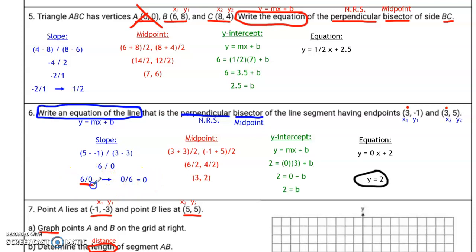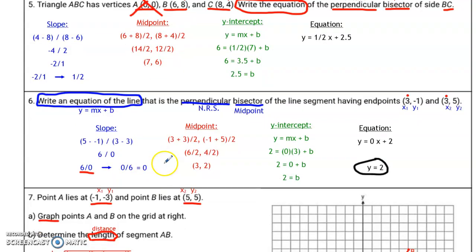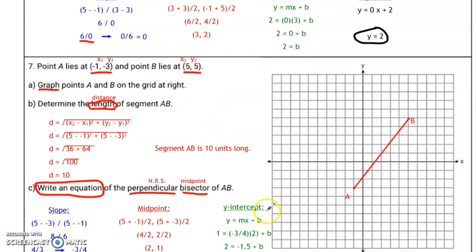This slope here, this 6 divided by 0, if I actually did 6 divided by 0 in the calculator, I would get undefined. Undefined means that you can't divide by 0, but I'm able to flip it over and get 0 divided by 6, which is 0. It doesn't matter whether it's positive or negative because 0 is neither positive nor negative. Midpoint, y-intercept, equation, no big deal. And then I simplified 0 times x is equal to 0, and then I don't need that term, so I just say y is equal to 2.